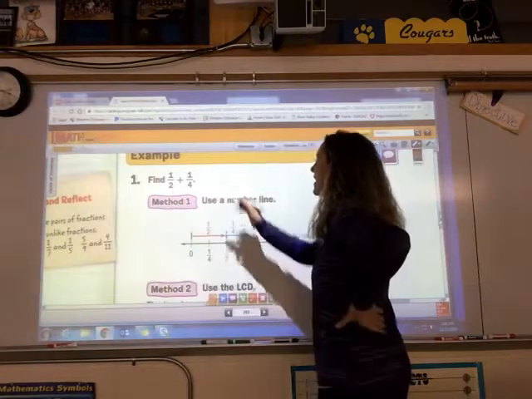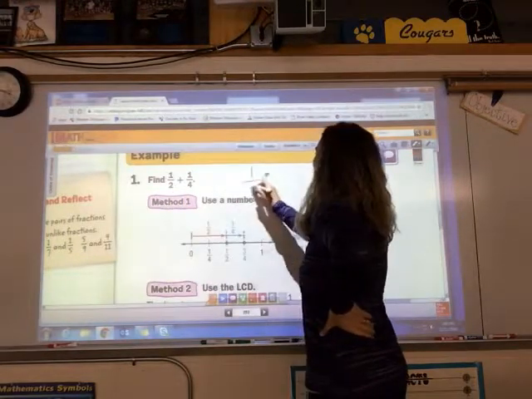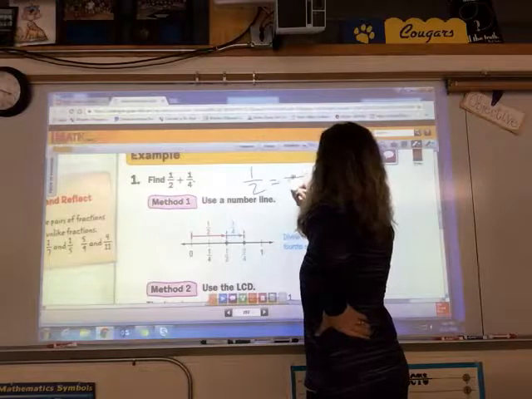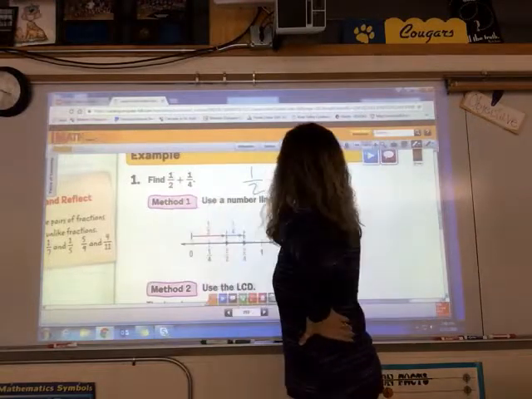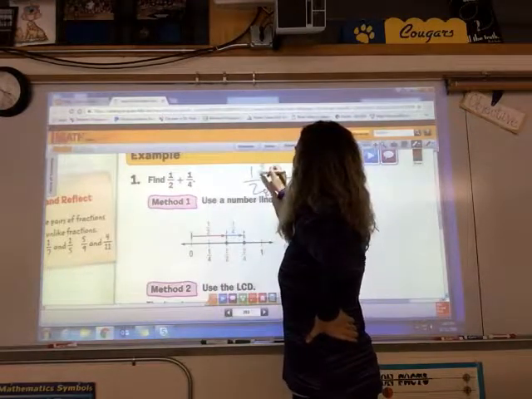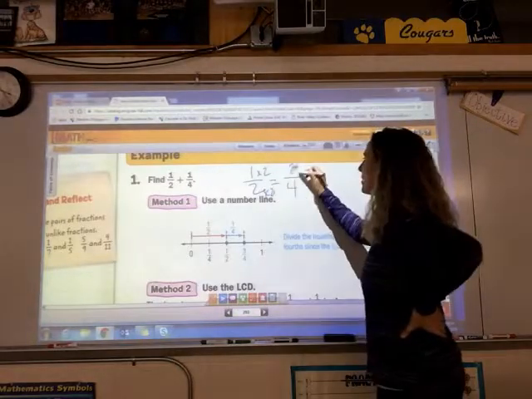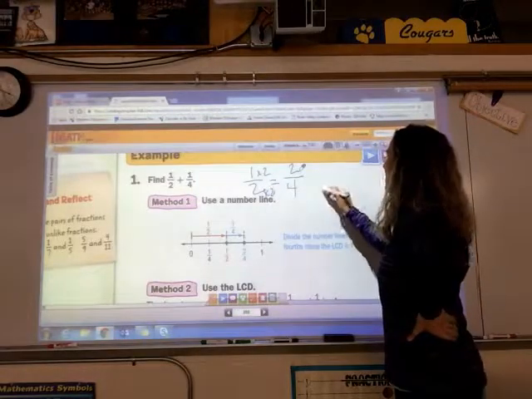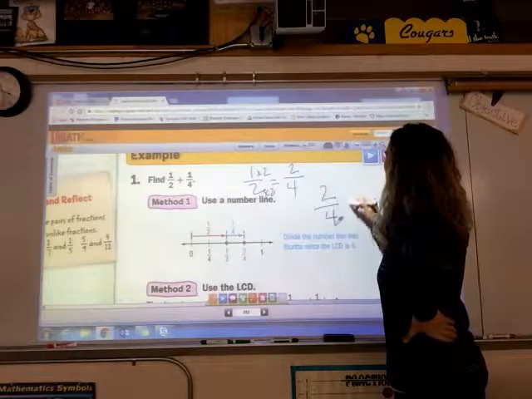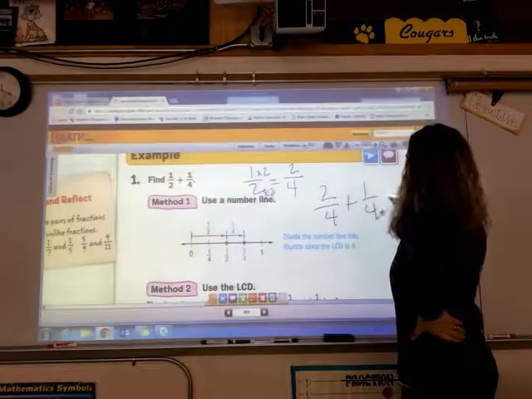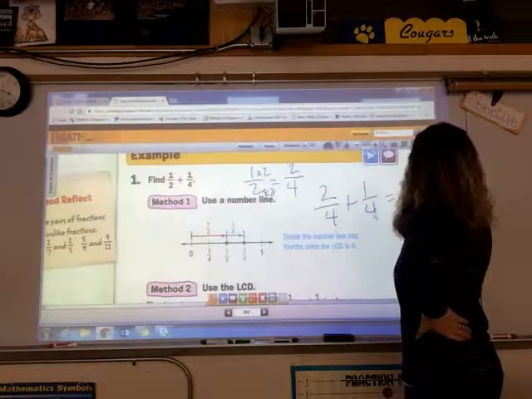So what I'm thinking right now is 1/2 would be the same as how many fourths? Well, 2 times 2 is 4, so therefore I'm going to take my top number, 1 times 2, and I'm going to get 2/4. So what I'm actually adding is 2/4 plus 1/4, which means I'm going to end up with 3/4.